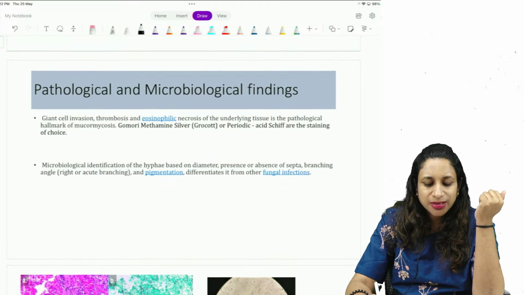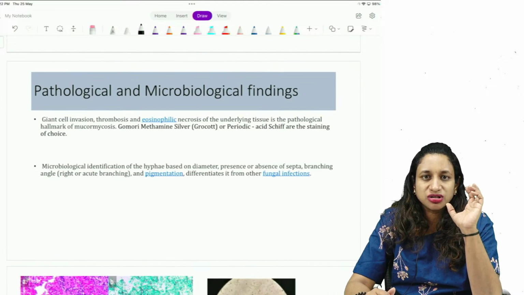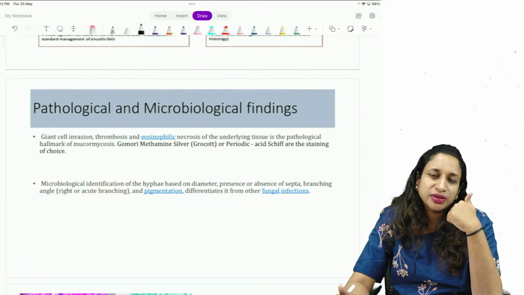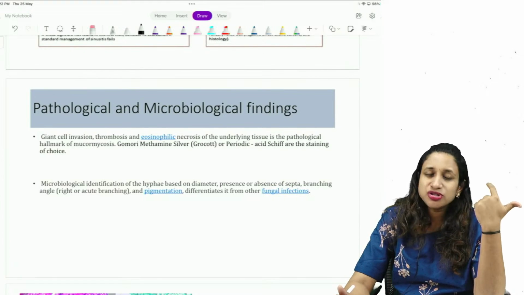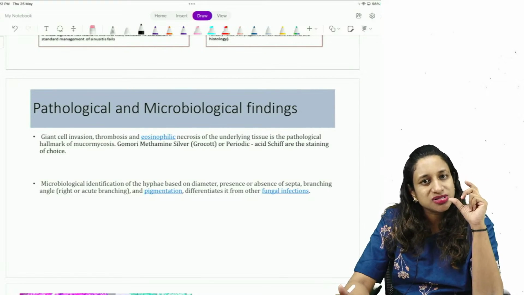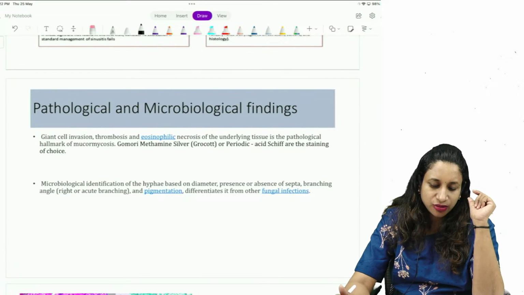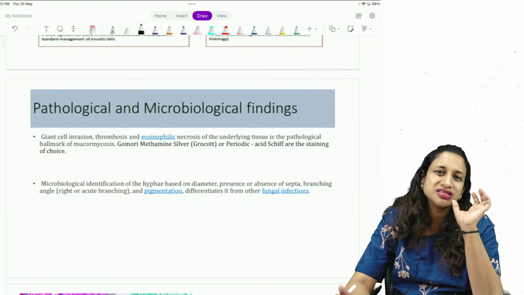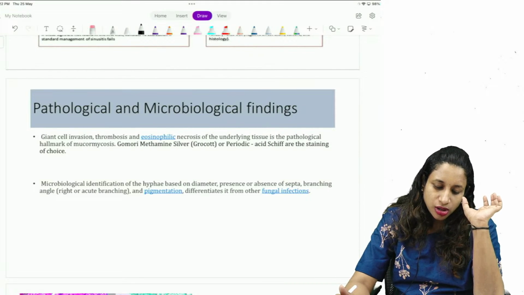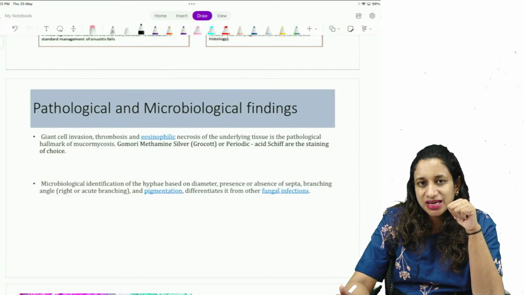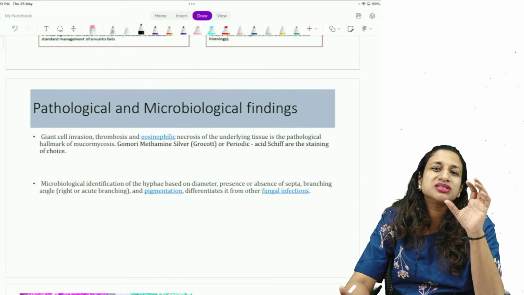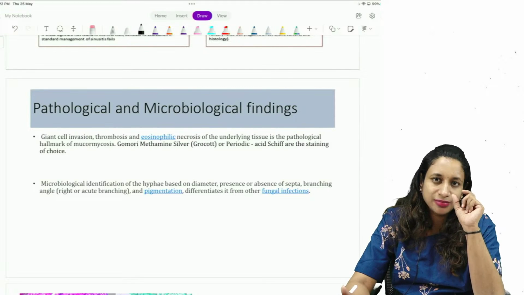So what are the pathological and microbiological features that you should remember? Now first, when it comes to pathological findings, you are supposed to remember that there is giant cell invasion, thrombosis, and you will also see that there is eosinophilic necrosis of the underlying tissue. So this is a typical finding that you see when you take a biopsy. So Gomori's methenamine silver stain is an important stain to remember for all your fungal elements, because it helps to identify your fungal elements very well.